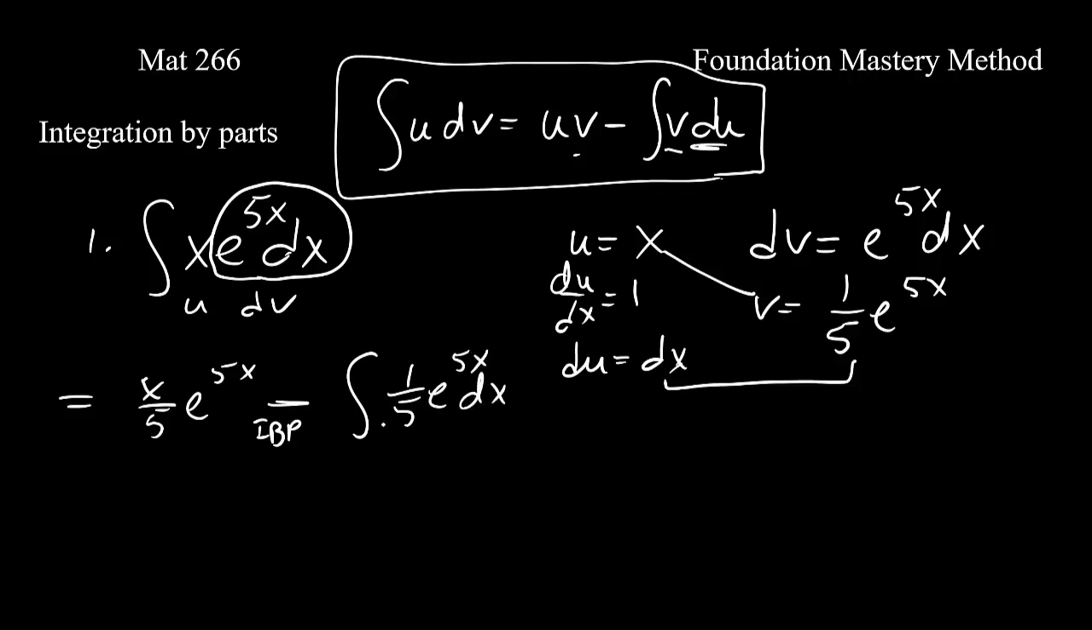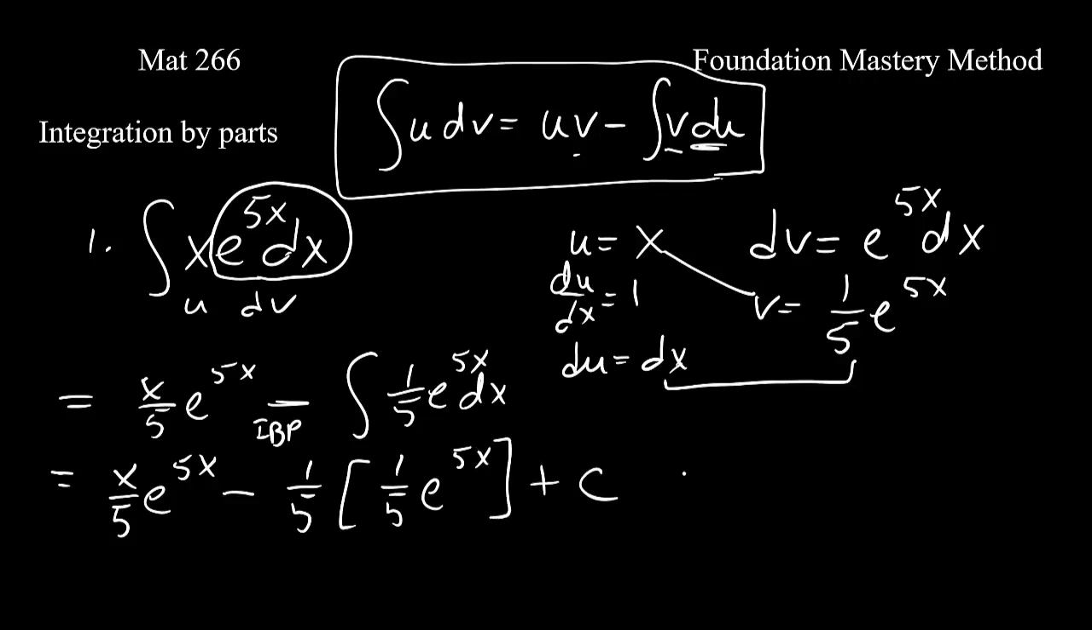And now this is an integral that we can solve. So we have x over 5 e to the 5x minus the 1/5 as a factor out front. When we integrate e to the 5x, something we've actually already done, it's 1/5 e to the 5x plus some constant of integration. So if we want to rewrite this and simplify it a little bit, we have x over 5 e to the 5x minus 1/25 e to the 5x plus a constant of integration.